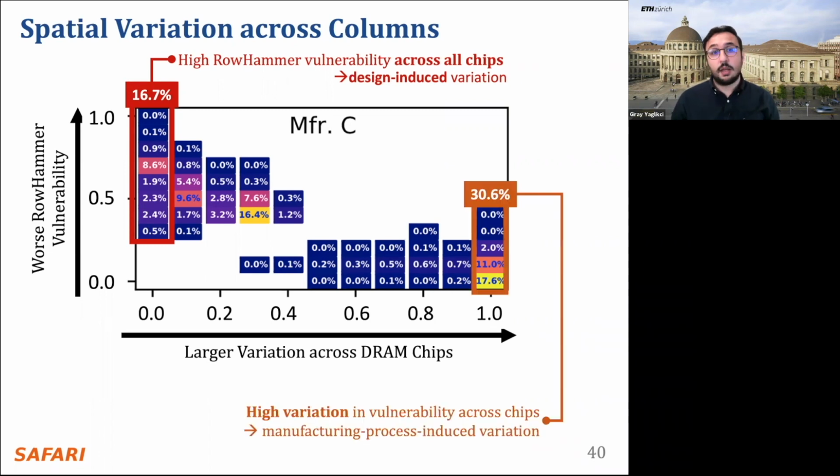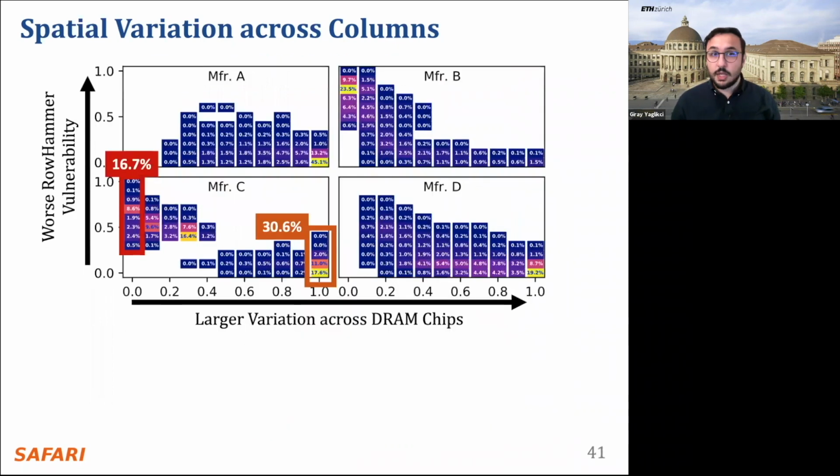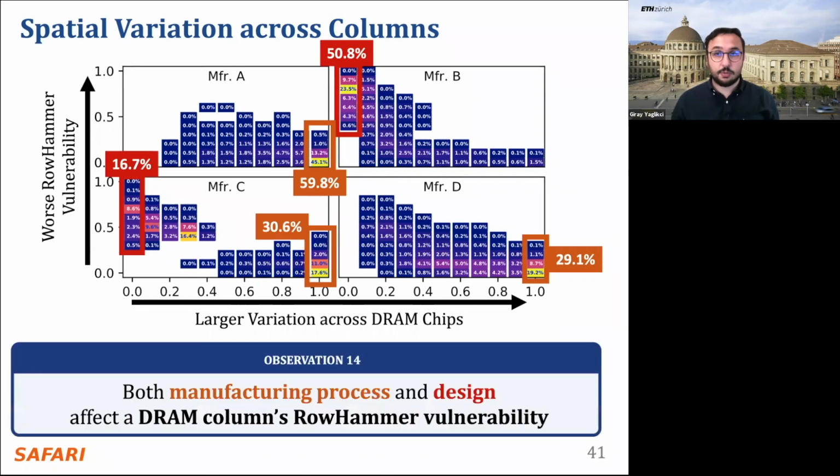In contrast, 30.6% of DRAM columns exhibit a high variation in their RowHammer vulnerability across chips, indicating manufacturing process-induced variation. Here we see the same analysis for all four manufacturers. We observe that there exist columns with very low or very high variation across chips from all four manufacturers. Based on these analyses, we conclude that both manufacturing process and design affect a DRAM column's RowHammer vulnerability.